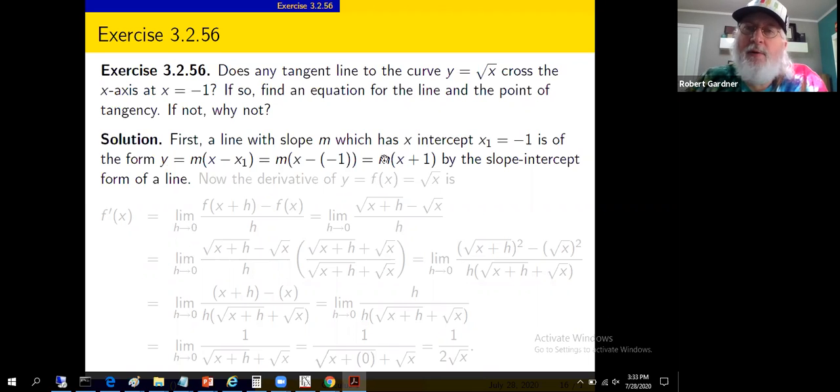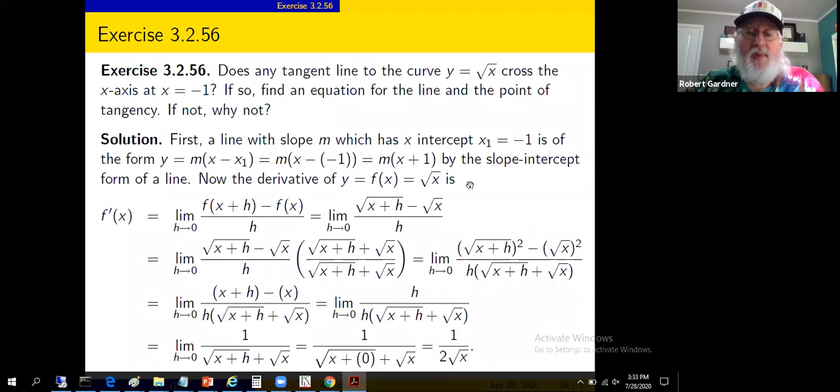How are you going to find a slope around here? Well, they wanted it to be tangent to this curve. Slopes of tangents to a curve are given by derivatives. So we need a derivative. All right, so first we'll set it up. We're looking for a line of the form y equals m times x plus 1. I don't know what m is. Well, let's find the derivative of the square root function.